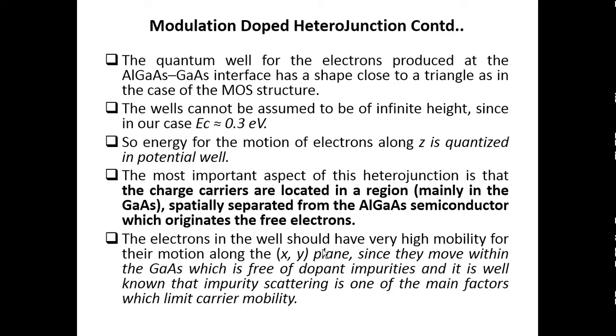So here in the case of gallium arsenide, which is free of dopant impurities, it is well known that impurity scattering is one of the main factors which limit the carrier mobility. So the mobility of the electron carrier will be reduced if there is impurity scattering. But in the case of gallium arsenide, of course, there are no dopant impurities in this particular material. That is why impurity scattering does not occur. Okay, so impurity scattering is not there.